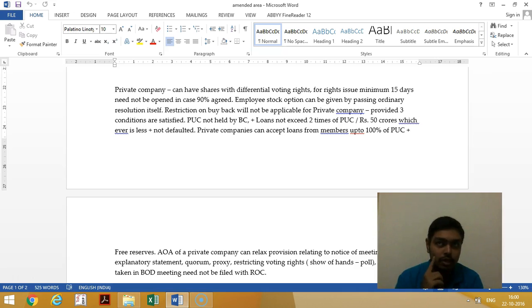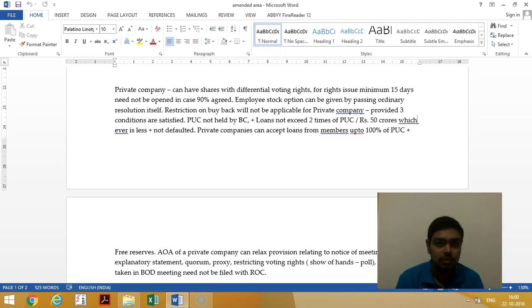This is the next amendment. It's a deposit amendment, Section 73. A private limited company can accept deposits from members up to how much? Up to 100% of the paid up capital and free reserves, provided these three conditions are satisfied.